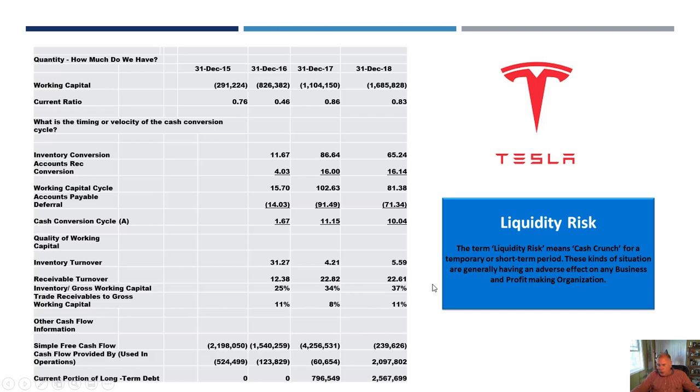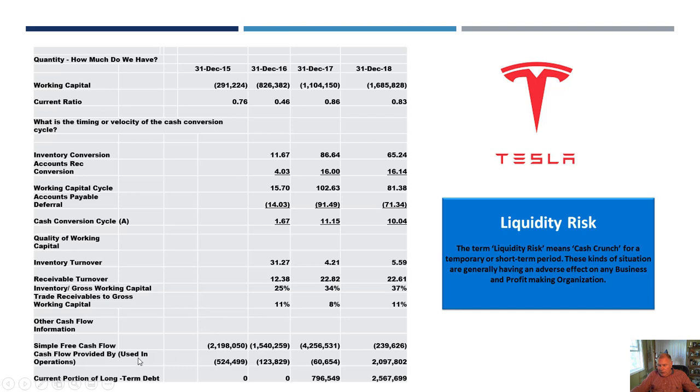Receivable turn looks good. Inventory to gross, 37. Trade receivables, not as great. And I did it to gross working capital since it's negative. But almost 40% is inventory, which takes longer to convert. As we can see here, their biggest asset takes 65 days to convert. We then take a look at, so we know this is not really good at 5.59, okay? That's turning over pretty slow. So we know there's a quantity issue. Quality is all right. And the velocity is. But there's the risk here.